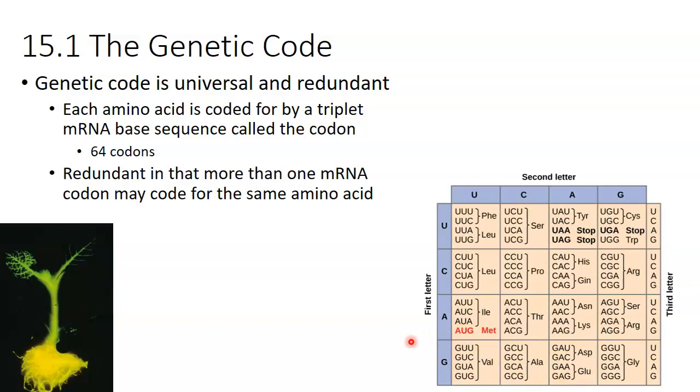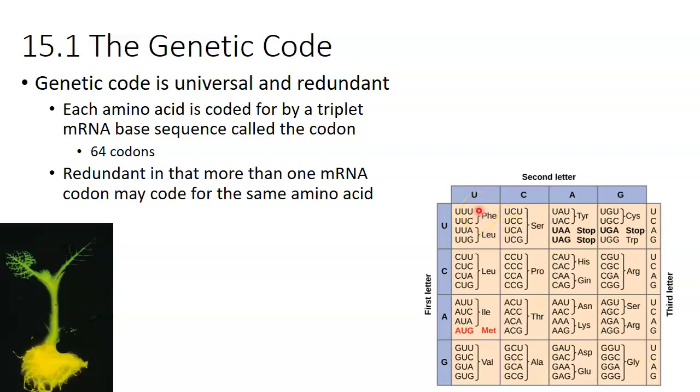It's also redundant. So what does that mean? Well, if we think about it, we have 20 different amino acids. But if you look at this table, there's 64 codons. So there's 64 three-letter combinations that there can be, but there's only 20 amino acids. So let's take a look here. What does it mean to be redundant? Let's look here at phenylalanine.